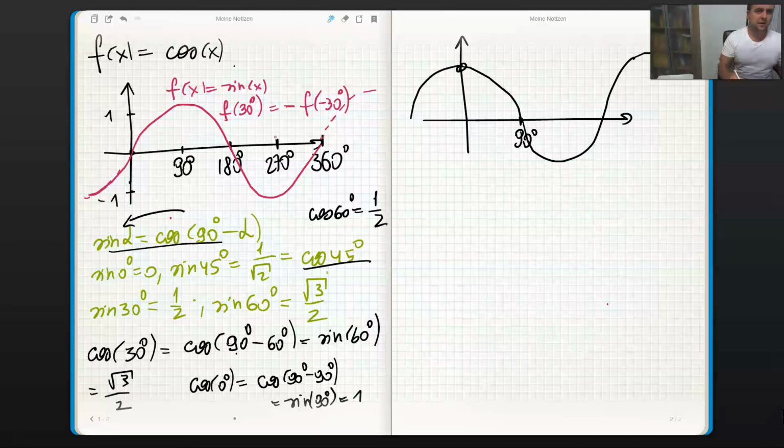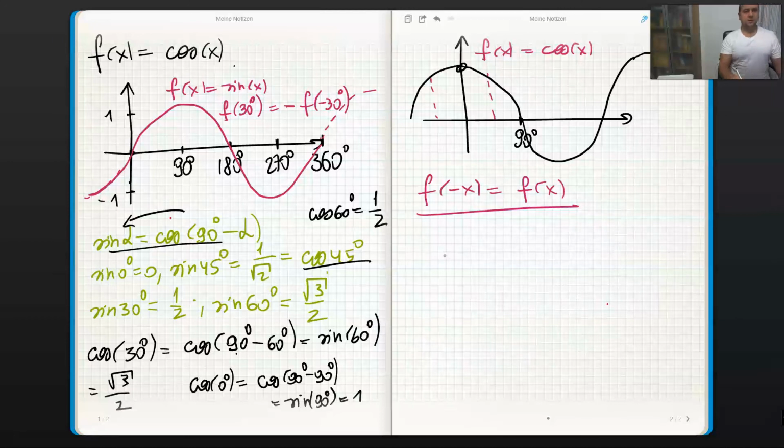On the other hand, the cosine is the so-called even function. So that means if you have a negative value or a positive value, it does not matter. So f of minus x is equal to f of x. So this is an even function, the cosine, and the sine is an odd function.